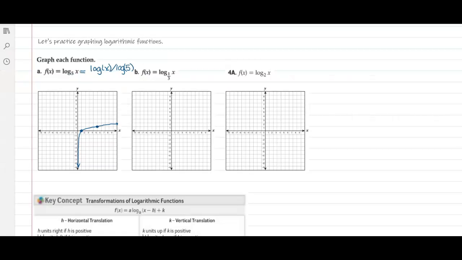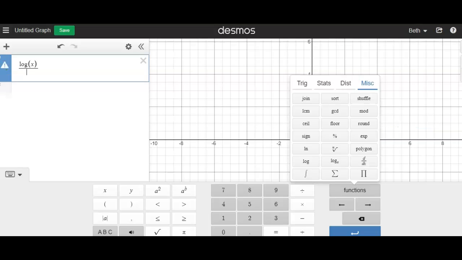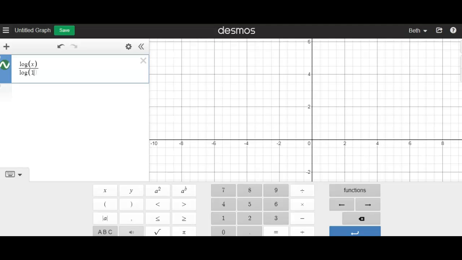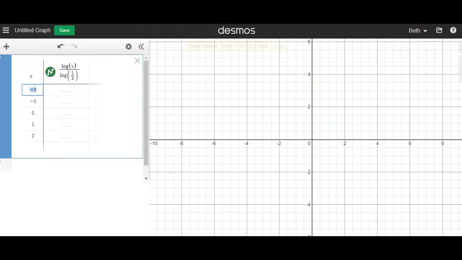I forget what the problem is now. Log base 1/3 of x. So log x goes on the top, divided by, I'll go into my functions again and press log 1/3. And again, I can press this gear shift right up here at the top to access the table.